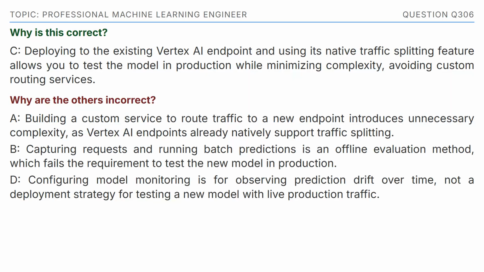Why is this correct? C. Deploying to the existing Vertex AI endpoint and using its native traffic splitting feature allows you to test the model in production while minimizing complexity, avoiding custom routing services.